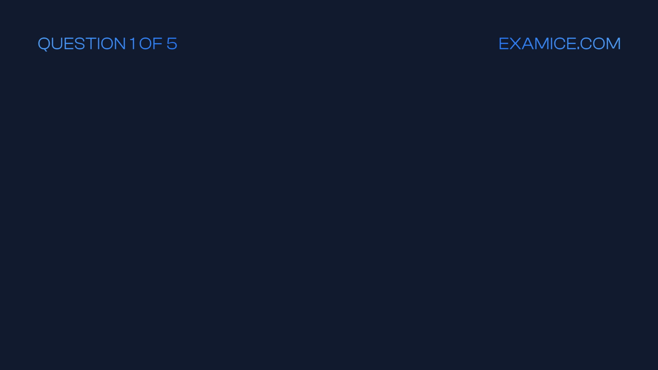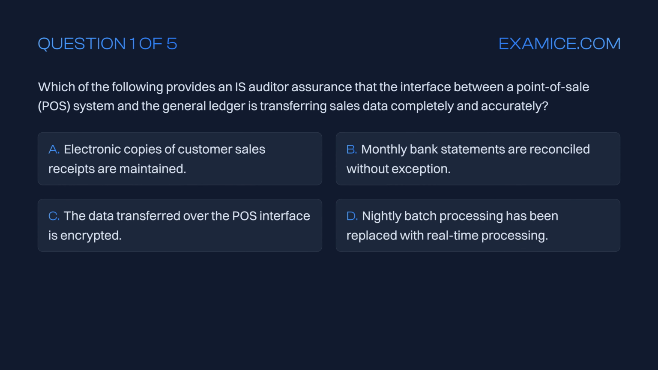Question 1. Which of the following provides an IS auditor assurance that the interface between a point-of-sale system and the general ledger is transferring sales data completely and accurately? Option A. Electronic copies of customer sales receipts are maintained. Option B. Monthly bank statements are reconciled without exception. Option C. The data transferred over the POS interface is encrypted. Option D. Nightly batch processing has been replaced with real-time processing.